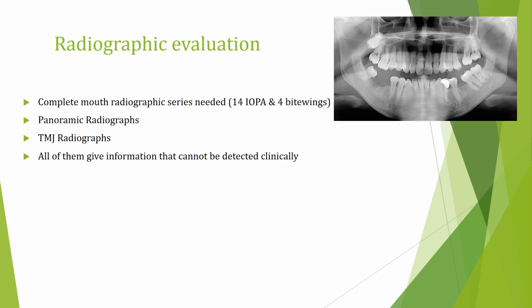Coming to the radiographic evaluation, an example here is an OPG, which everyone knows. You can take any type of x-rays you want. You could take 14 IOPAs and 4 bitewings, which obviously we don't do; we stick to a panoramic radiograph, an OPG. If you see any abnormal deviation or movements in the TMJ, then you take TMJ radiographs, only if required. All of them give information about findings that cannot be clinically detected, so you have to see it radiographically.